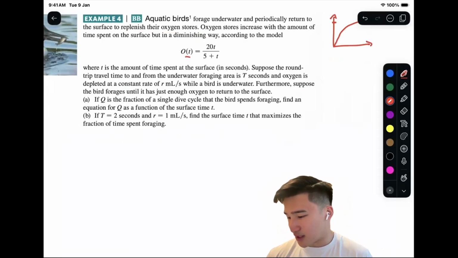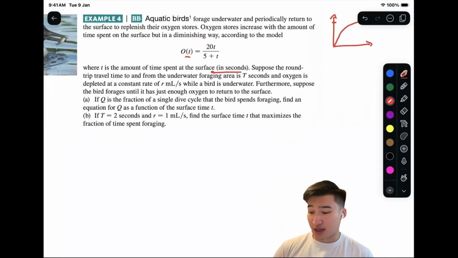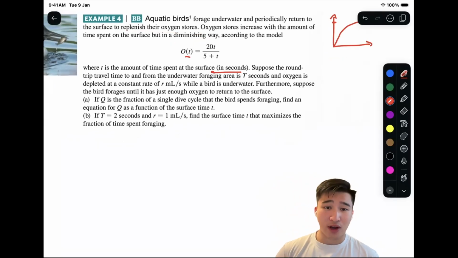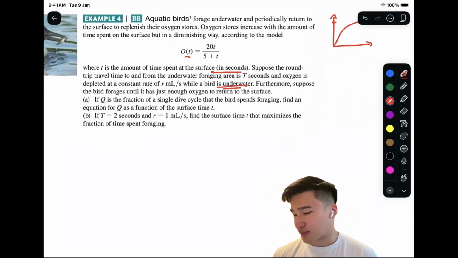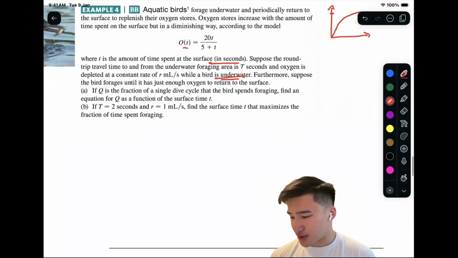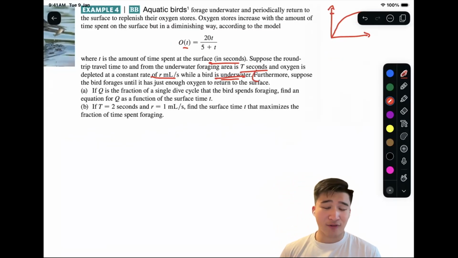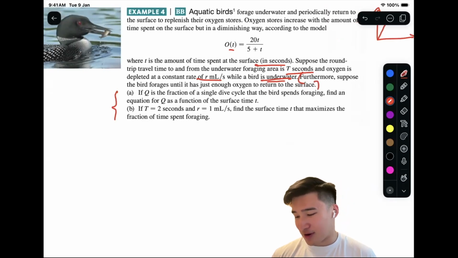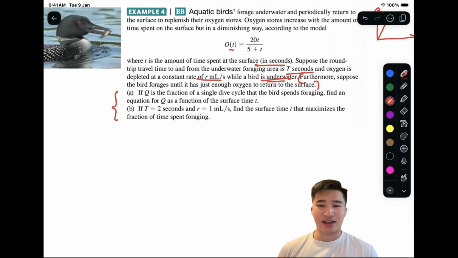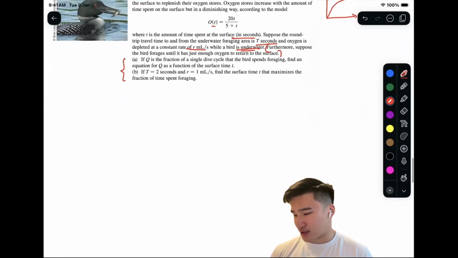So t is the amount of time spent at the surface. The round trip of travel to and from the underwater foraging area takes T seconds, and oxygen is depleted at a constant rate of r milliliters per second while the bird is underwater. Furthermore, suppose that the bird forages until it has just enough oxygen to return to the surface. Okay, cool. So before we even look at parts A and B, I want to understand with you guys what this question is talking about.